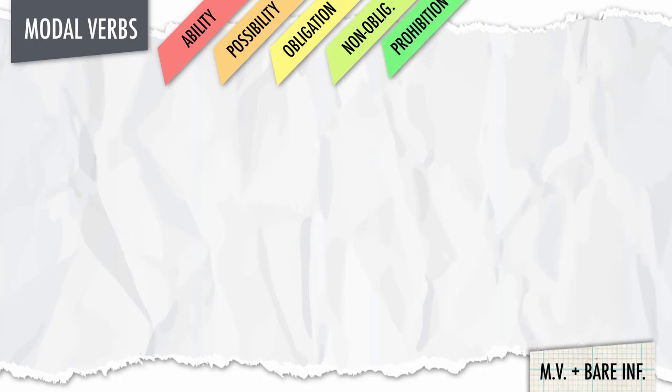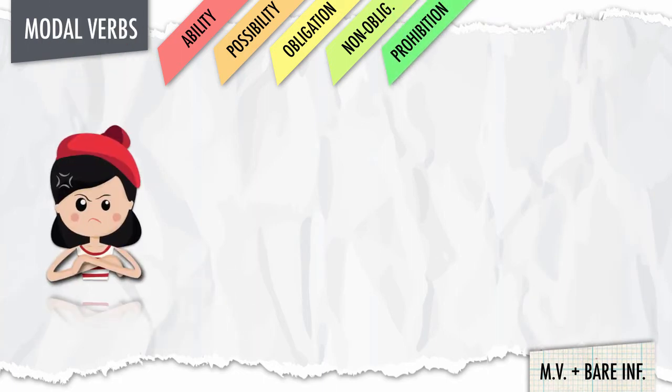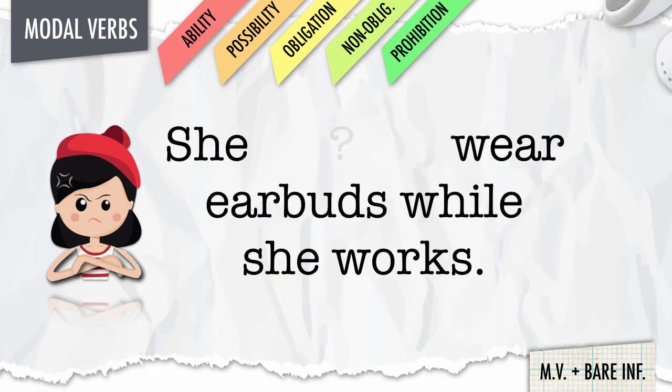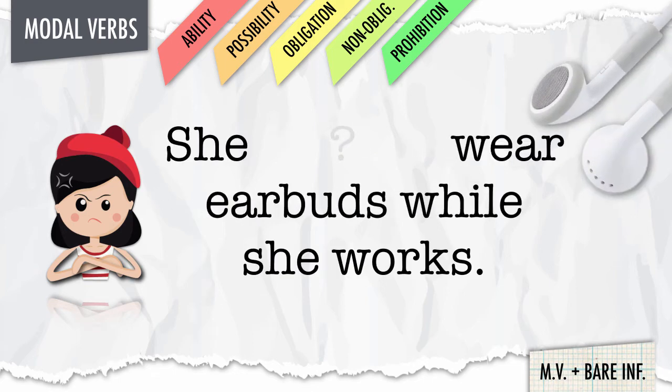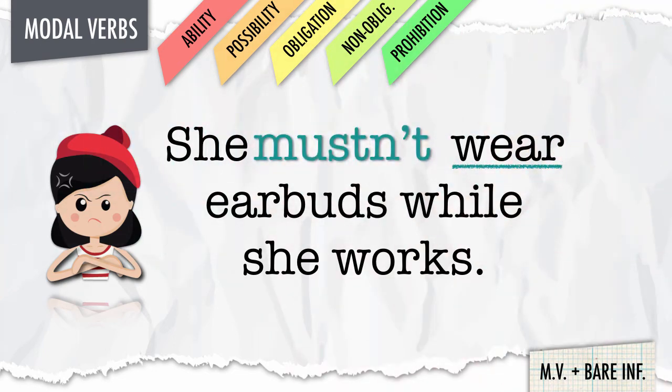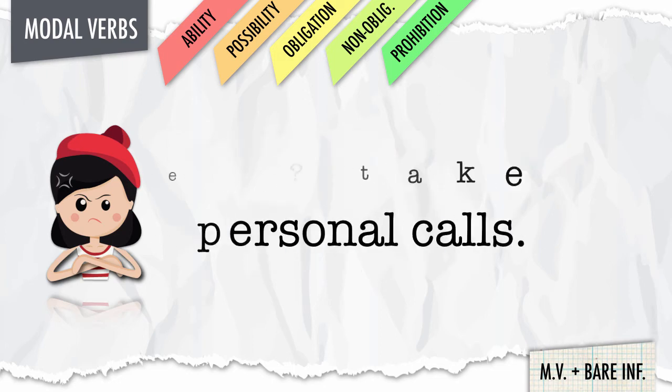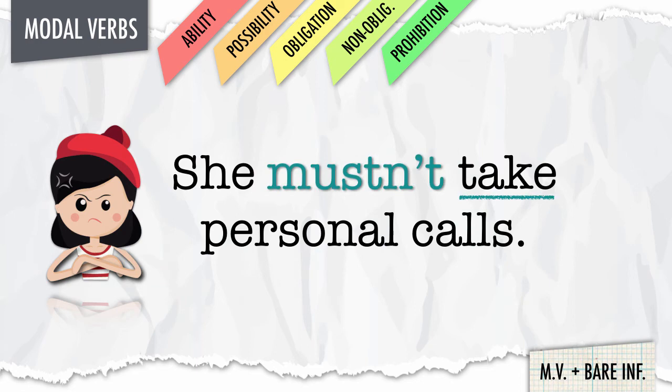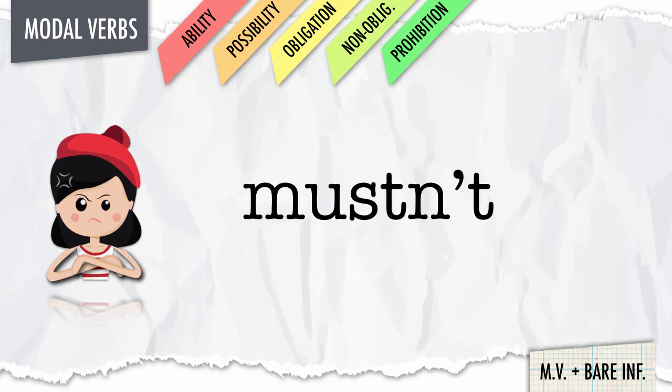There are, of course, some rules for things Francine is prohibited from doing. Do you think she's allowed to wear her earbuds while she works? No, she mustn't wear them. She has to focus on the customers. She mustn't take personal calls at the cafe. Mustn't is the opposite of have to. It expresses prohibition, a rule not to do something.